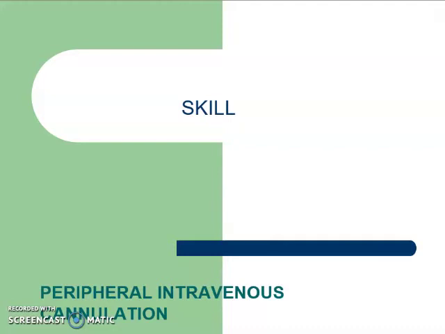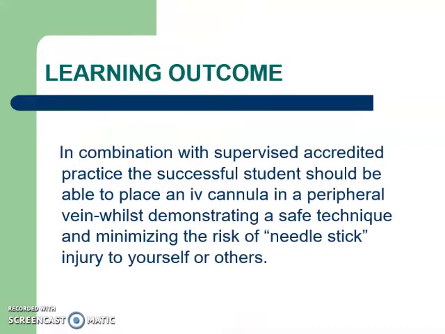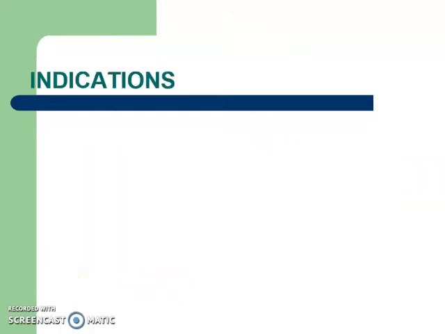Today we are going to see how a peripheral vein can be cannulated. What is our learning objective? In combination with supervised accredited practice, the successful student should be able to place an IV cannula in a peripheral vein whilst demonstrating a safe technique and minimizing the risk of needle stick injuries to one's own self or to others. Now, when do you need to cannulate a vein?